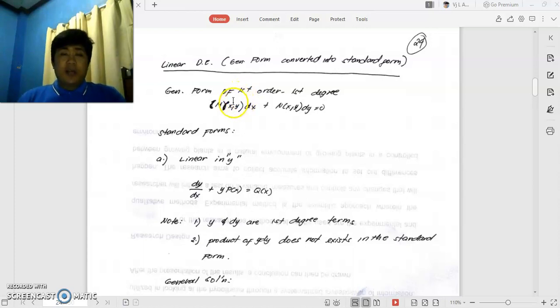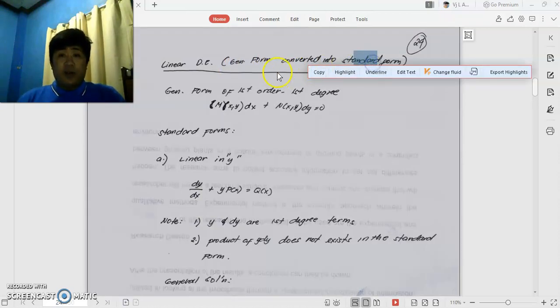And right now we are still on the first order, first degree differential equation. And our method to be used is linear differential equation, in which you need to transform your general form into your standard form. So you can see here, you transform your general form converted into standard form.